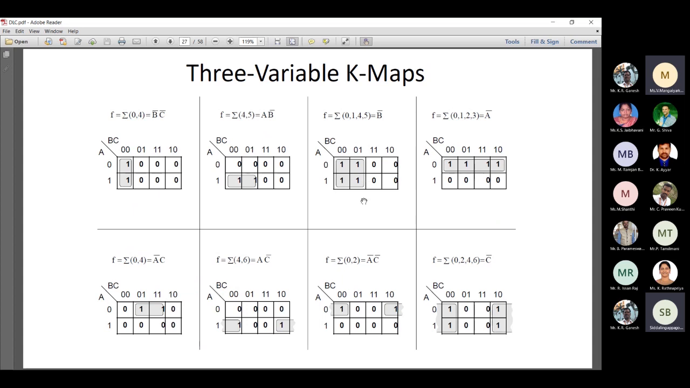Here a 4 grouping is possible, we have grouped it, right? So no need to group in terms of 2 grouping, right? If you make a 2 grouping, you'll get multiple terms. The K-map intention is to reduce the expression. If you have a maximum grouping, then you'll get only one term, right? You can see here, if you group 4 ones, we have got one term.